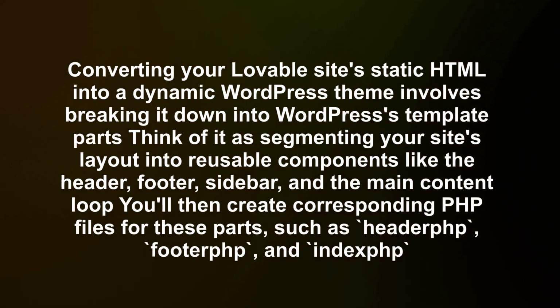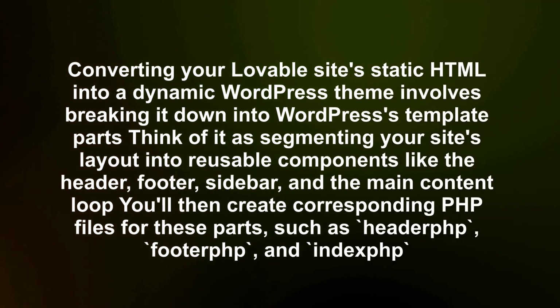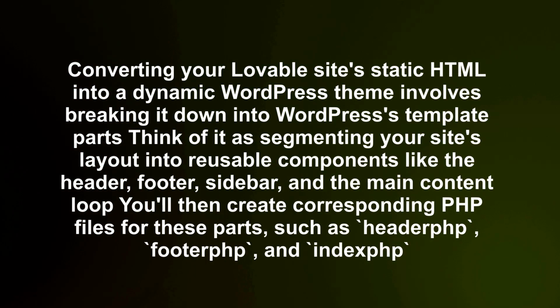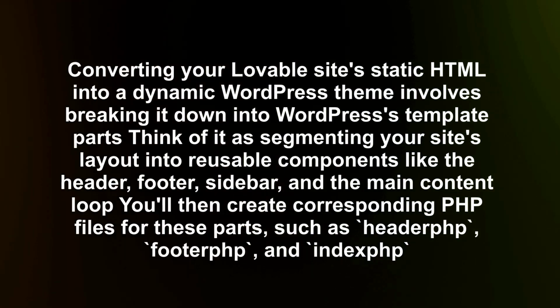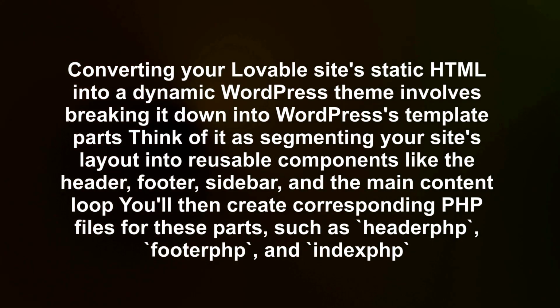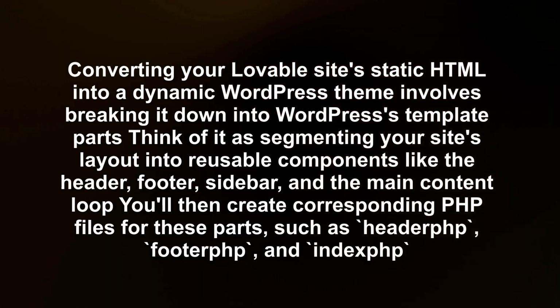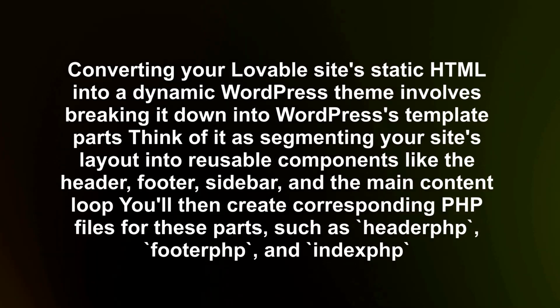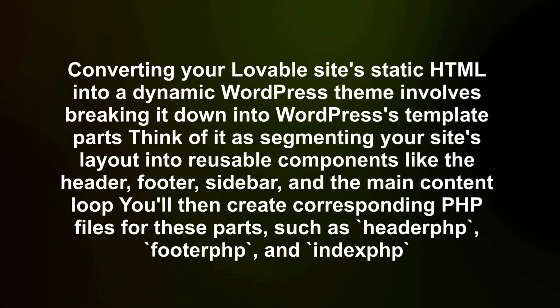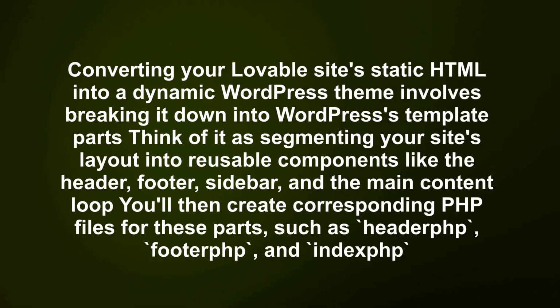Converting your Lovable site's static HTML into a dynamic WordPress theme involves breaking it down into WordPress's template parts. Think of it as segmenting your site's layout into reusable components like the header, footer, sidebar, and the main content loop. You'll then create corresponding PHP files for these parts, such as header, footer, and index.